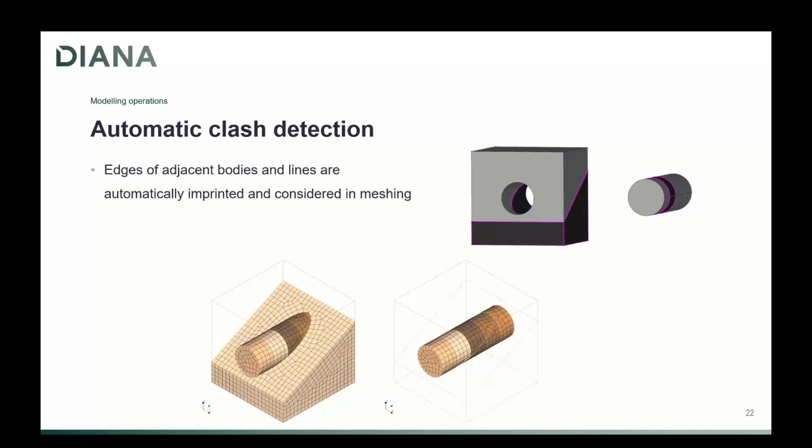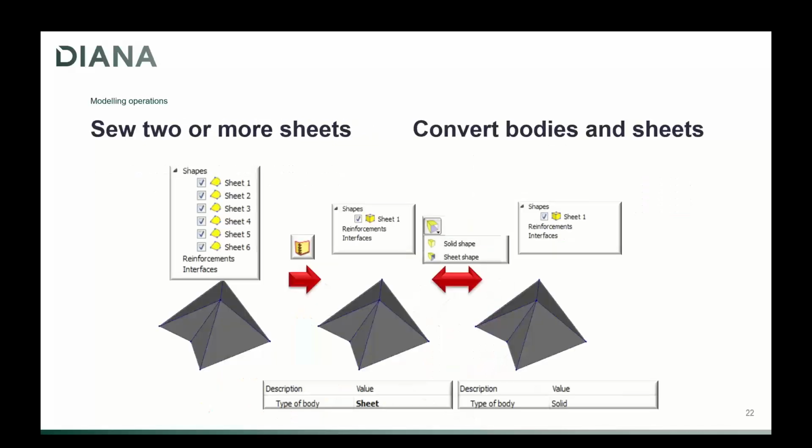We are using auto clash detection. You don't have to worry about nodal connectivities of the different components of your geometry interacting with each other. Diana automatically takes care of that for you, ensuring perfect continuity and connectivity. So this is done automatically and internally. There are other options in Diana to improve your geometry. For instance, the sew 2 or more sheets, or convert body and sheets. But these are just two options out of many.